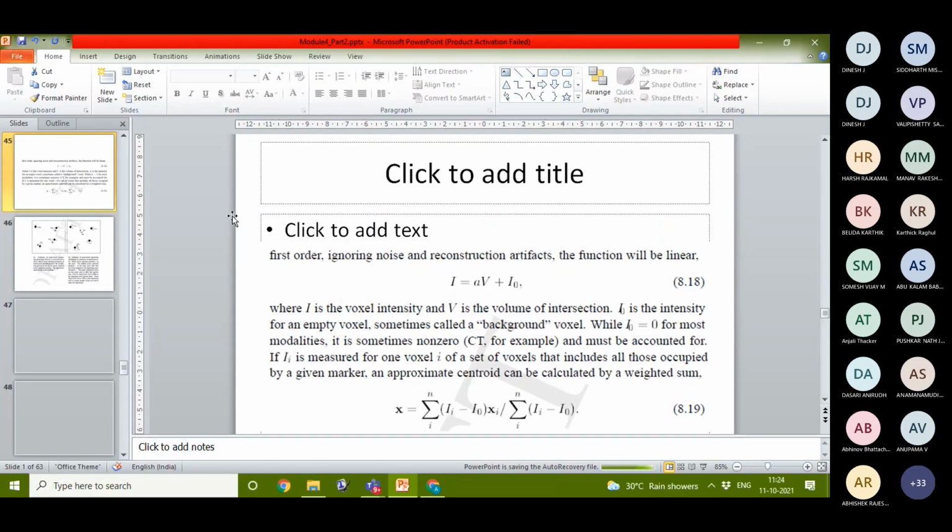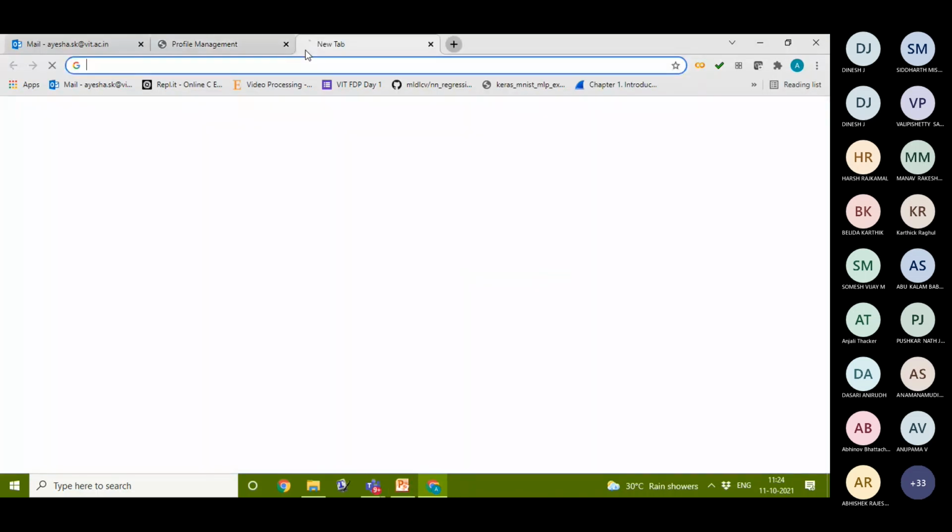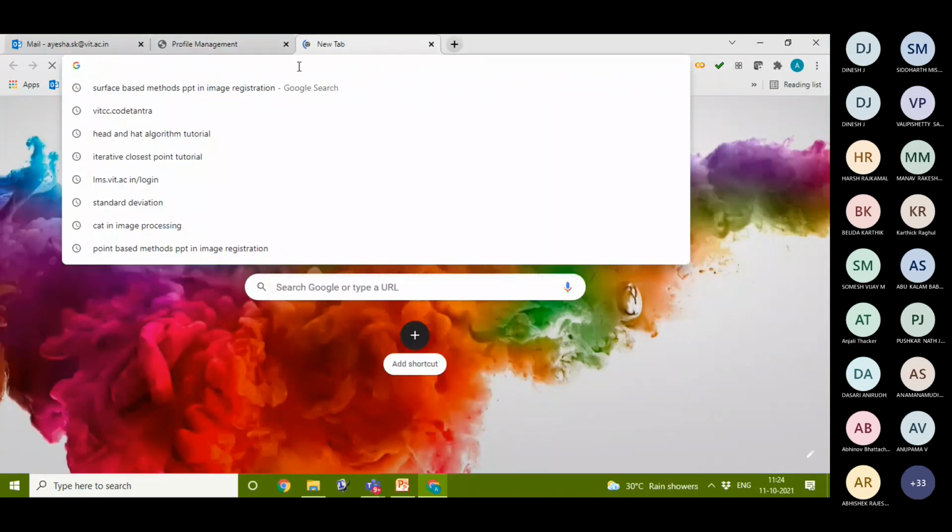So we have discussed what surface methods are, what intensity-based methods are, and now we are going to discuss the point-based methods in detail. I hope you all got to know what is meant by registration and what its use is. If you have any doubts, please ask me. I will try to solve them.